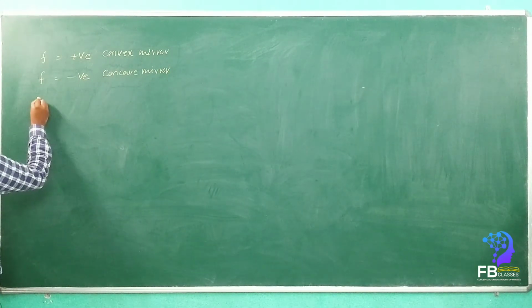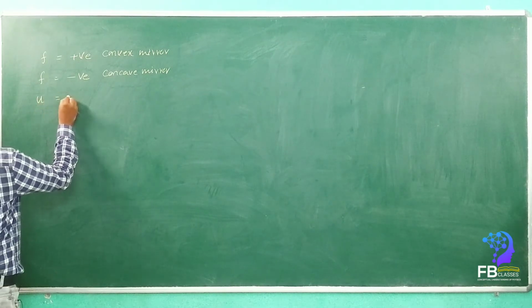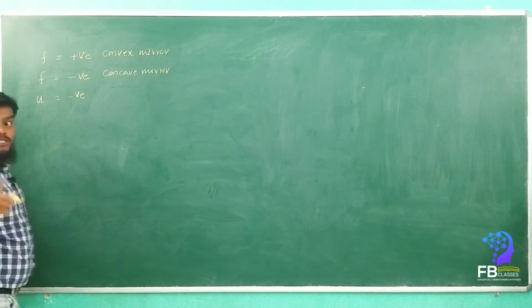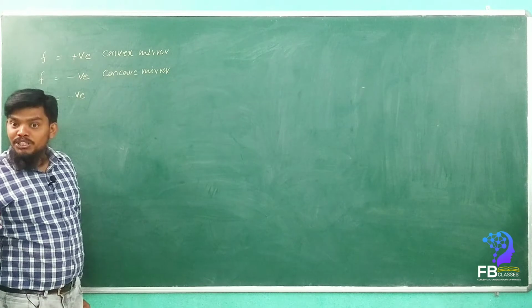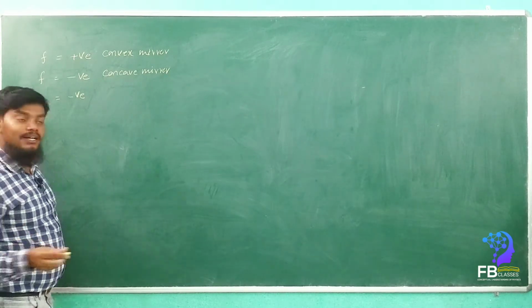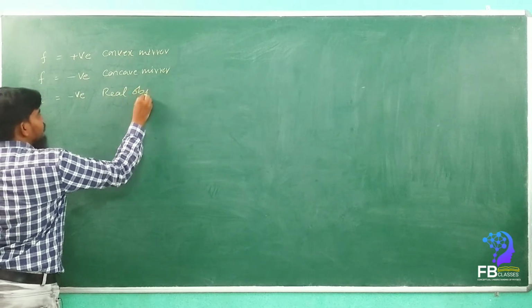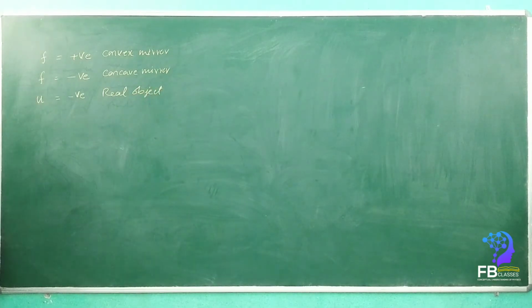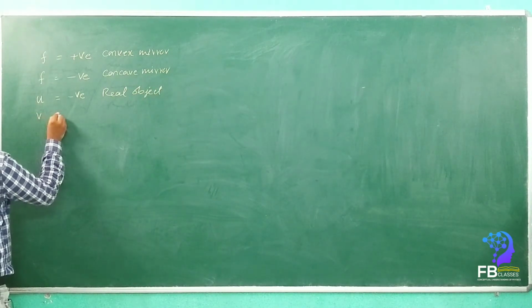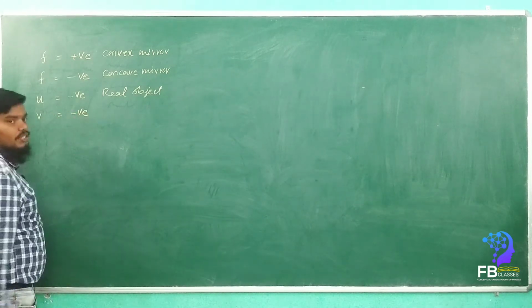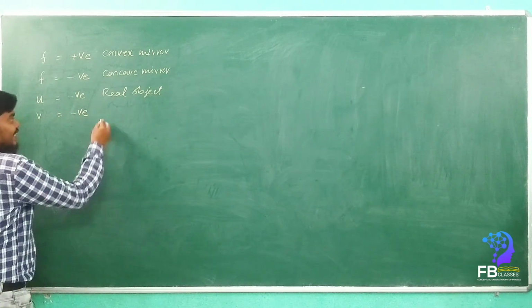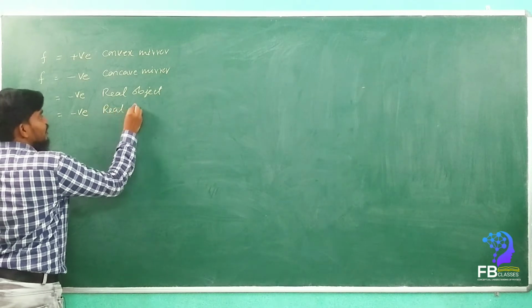See, if U is equal to negative, then the object is real or virtual? Very good, it is a real object. Yes or no? Yes. In the same manner, if V is equal to negative, it is a real image.